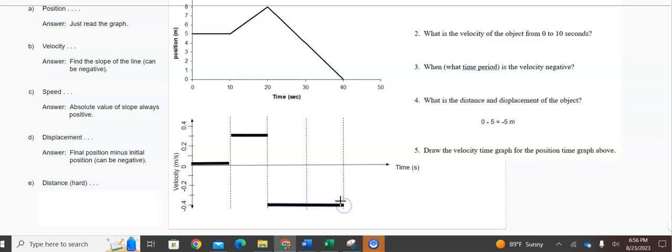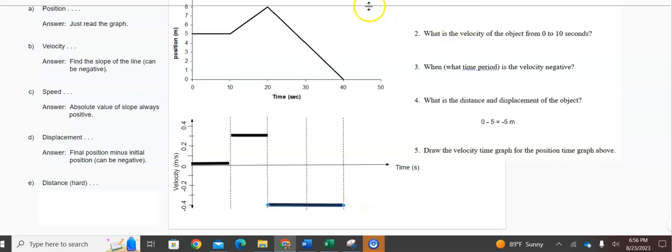So I just think of it as a kind of plot of the slopes. So the slope here from 0 to 10 is 0. The slope between 10 and 20 is 0.3. And then the slope between 20 and 40 is a constant negative 0.6. Or not negative 0.6, negative 0.4. So that's my velocity time graph. It's kind of that simple.